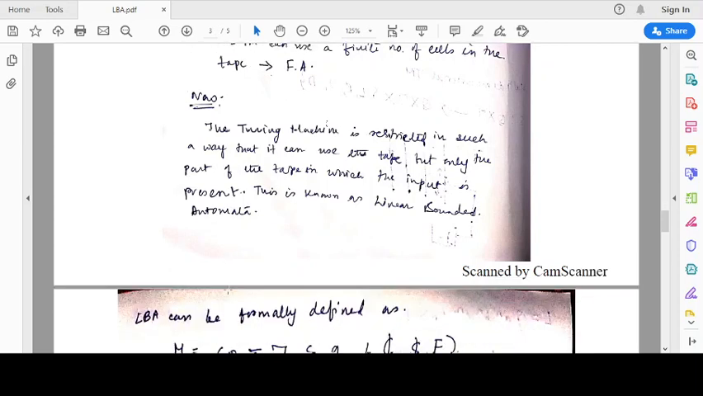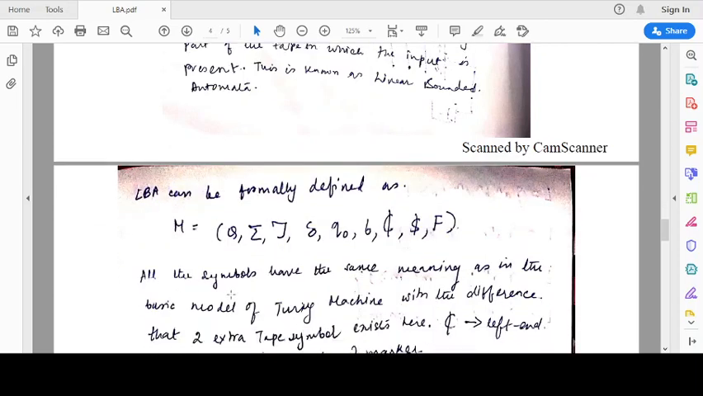Let us go into a formal definition a bit. So LBA, or a linear bounded automata, can be formally defined as M is equal to, you can see the entities quite clearly, and I hope these particular entries are already known to you, because in our first lecture of Turing machine I had described each and every entity separately. So they have the same meaning as what you have studied in the standard Turing machine definition.